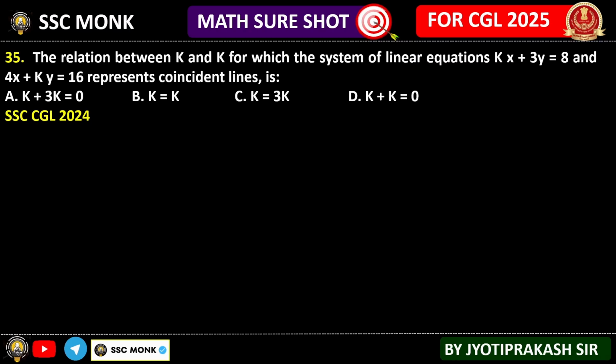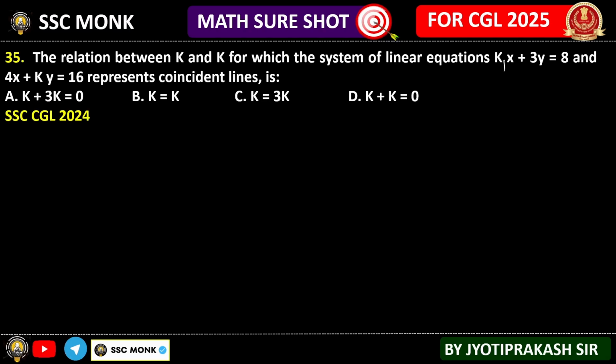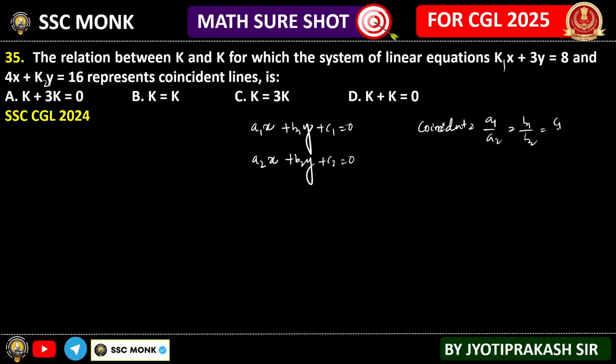Option B. Next, the relation between k1 and k2 for which the system of linear equations k1x plus... Okay, I think there is a typo. It would have been k1x, here it would have been k2y. So in order for the lines to be coincident, let's say one line is a1x plus b1y plus c1 is equal to 0, second, a2x plus b2y plus c2 is equal to 0. Coincident means a1 by a2 is equal to b1 by b2 is equal to c1 by c2.